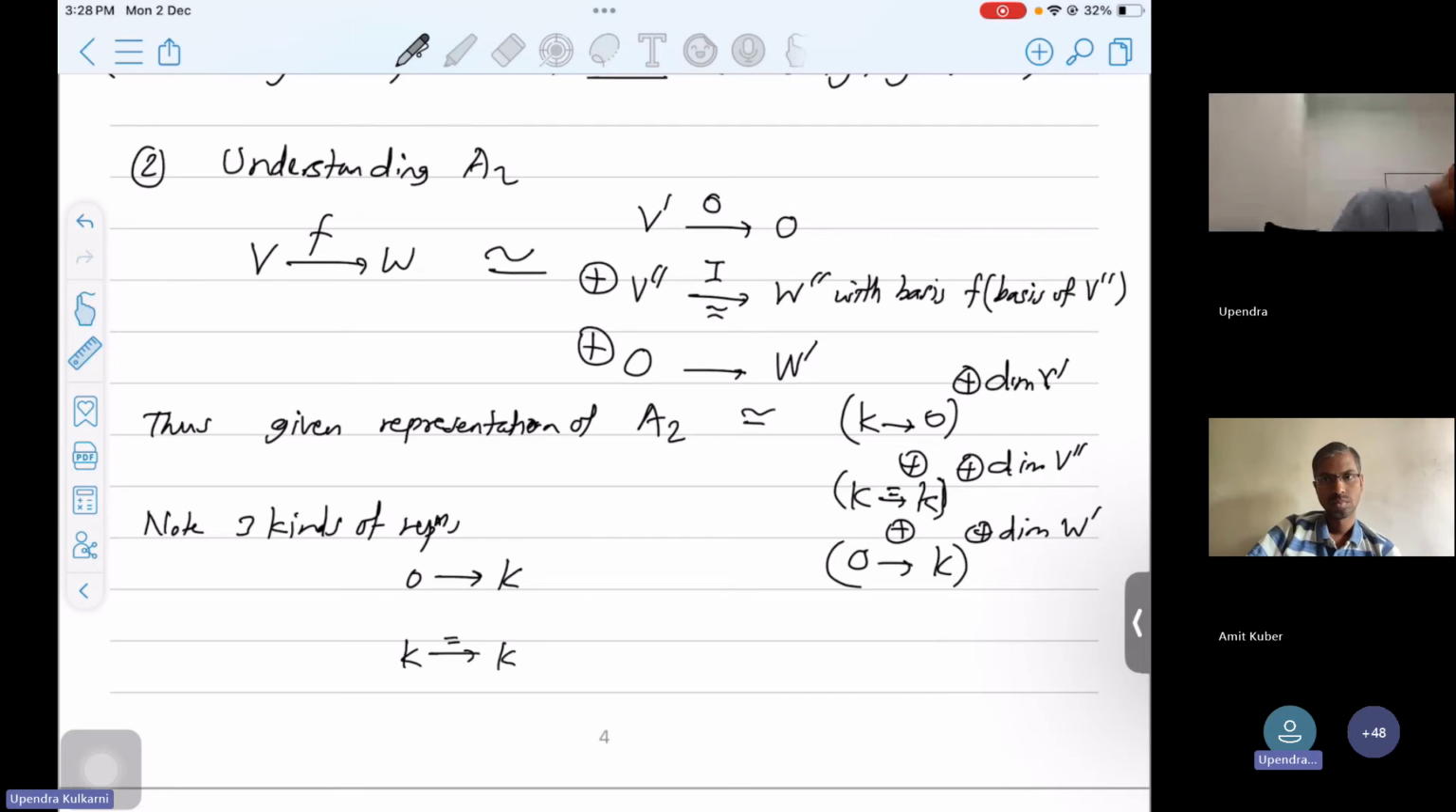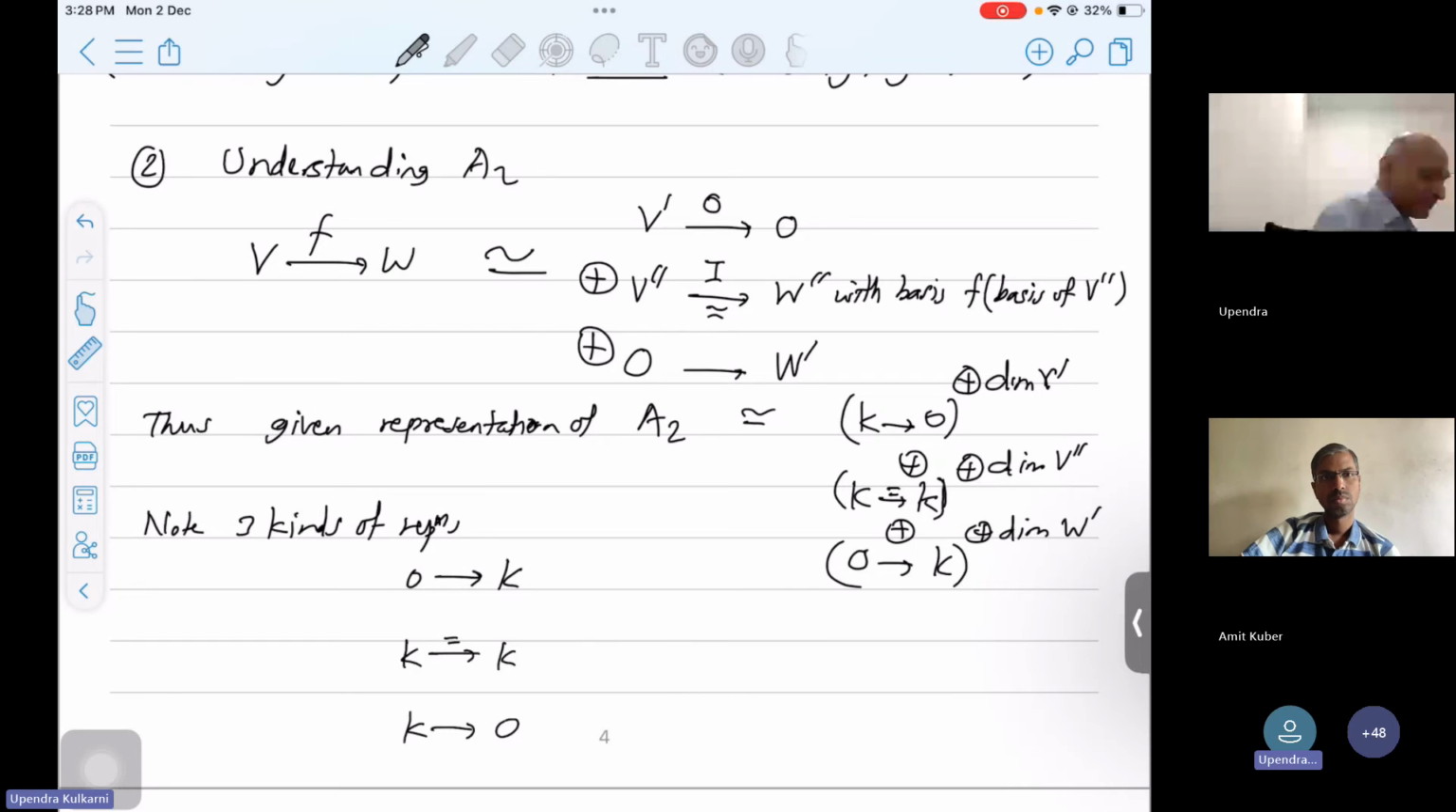Which is just identity, and the last one is k to 0. So what did I do? In some ways I answered a question, the second type of decomposition I'm looking for, that is, given any representation of this easy quiver A2, I show that everything can be written as a direct sum of these 3 different kinds of representations.